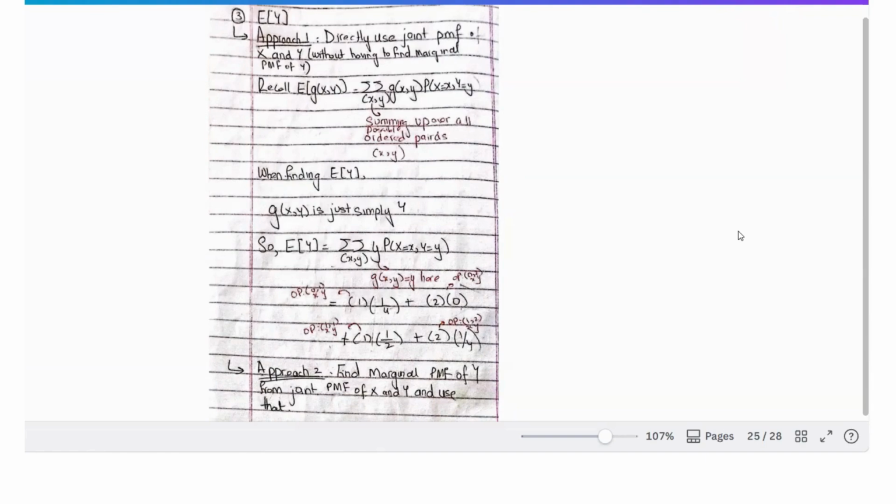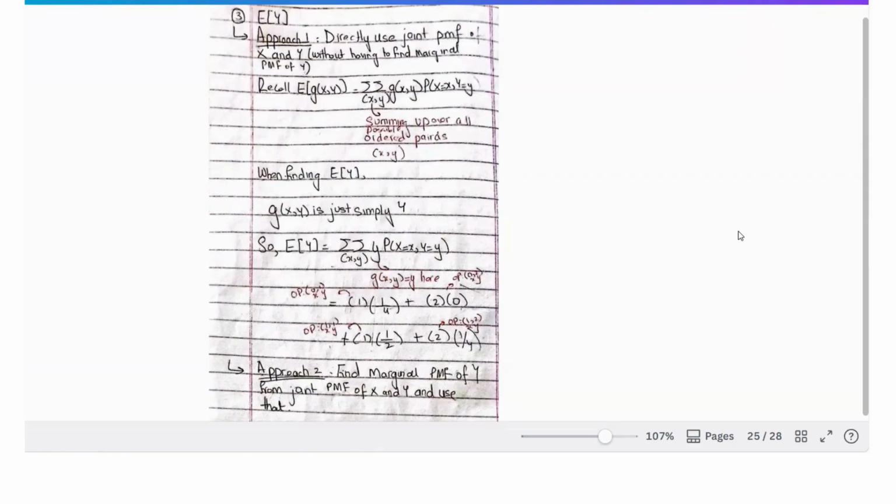We were looking at how to find expected values using the joint PMF, where we talked about how we can use the joint PMF of X and Y to find the expected value of just X, the expected value of a function of X, the expected value of just Y, the expected value of a function of Y, and the expected value of a function of both X and Y.